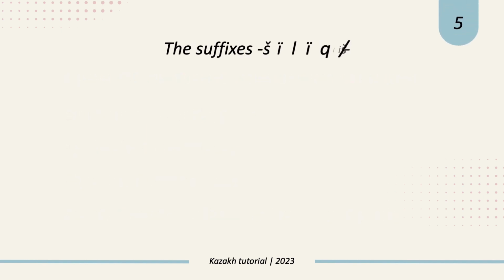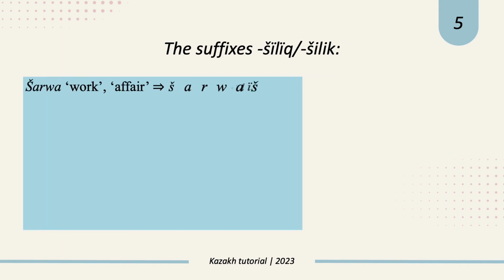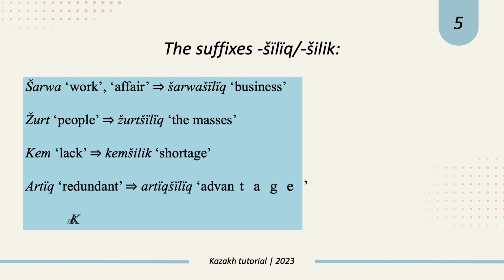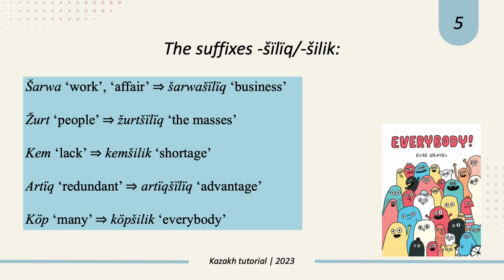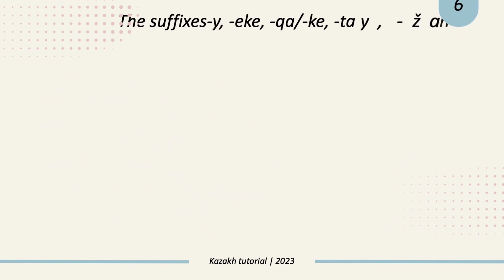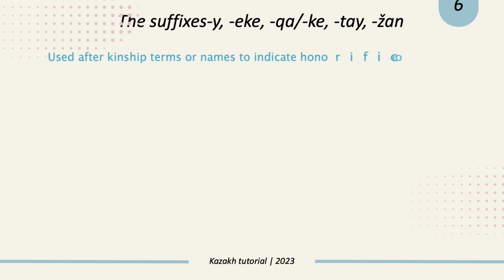The suffixes -шылық or -шілік can be added after nouns or adjectives to form new nouns, expressing occupation or abstract nouns. Example: шаруа, work or affair, шаруашылық, business. Жұрт, people, жұртшылық, the masses. Кем, lack, кемшілік, shortage. Артық, redundant, артықшылық, advantage. Көп, many, көпшілік, everybody.